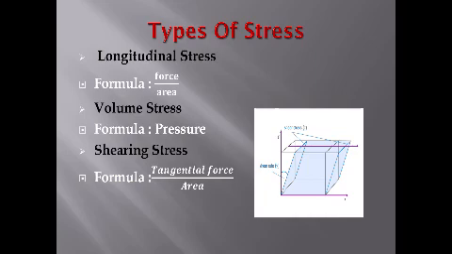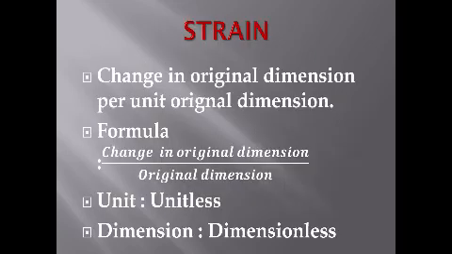Similarly, for volume stress the formula is pressure: whatever pressure we apply on a particular volume is known as volume stress. And for shearing stress the formula is tangential force per unit area. What is the tangential force? Whatever force we apply tangentially at the side corners, this corner and this corner, is known as a tangential force. So in a definition, shearing stress is the ratio of the tangential force per unit area.